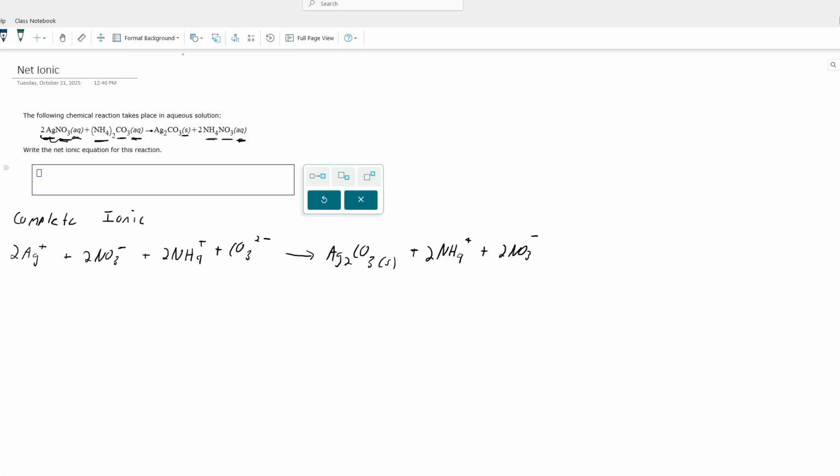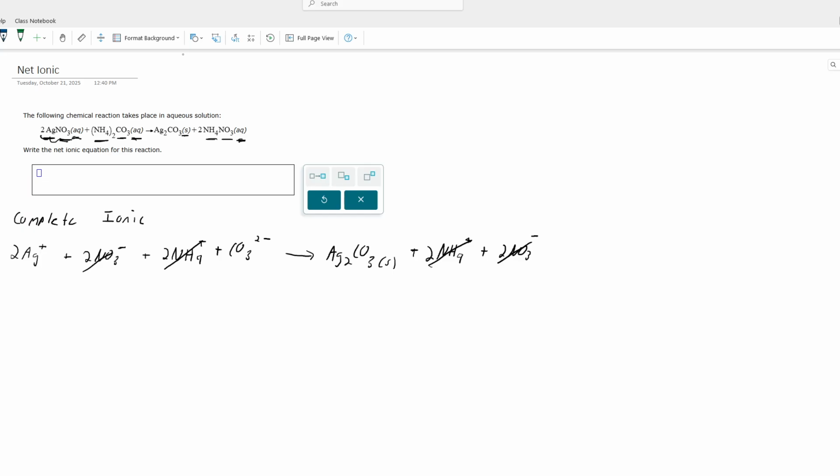All right, the next thing I do is I cross out those things that are just the same on both sides that aren't doing anything. So I do have 2 NO3s on both sides that don't do anything. I have 2 NH4 pluses that don't do anything. And that's it, everything else I need to include.